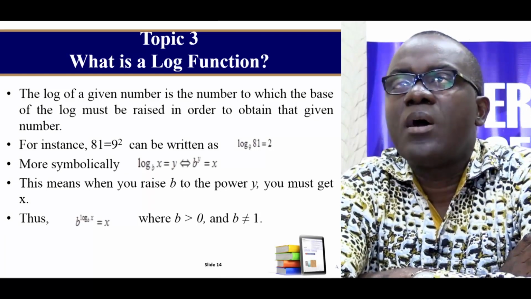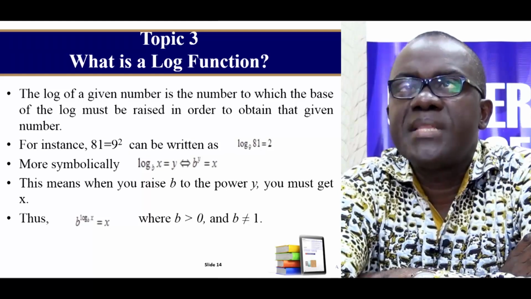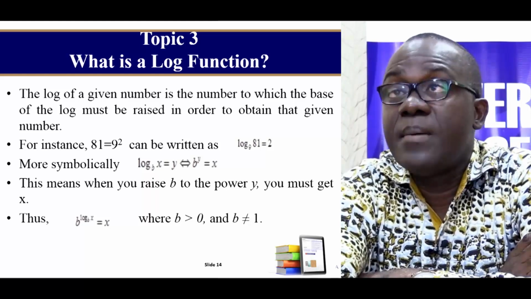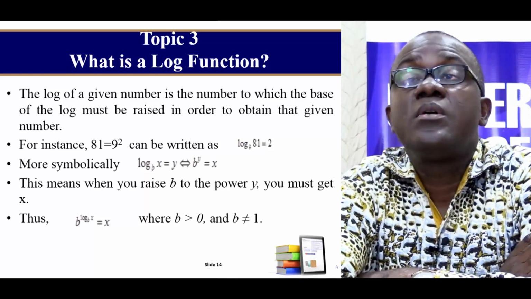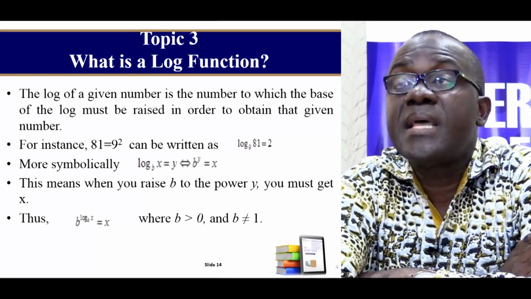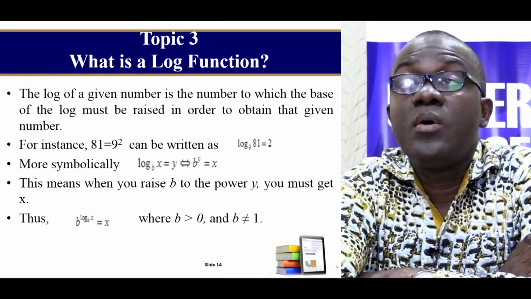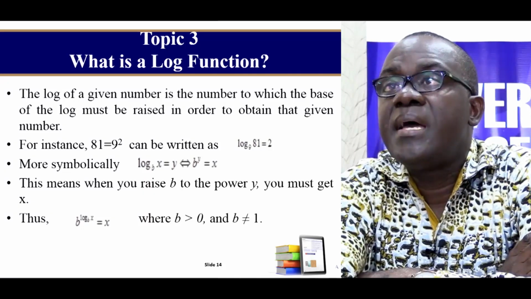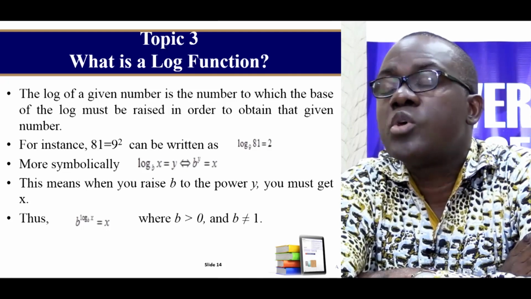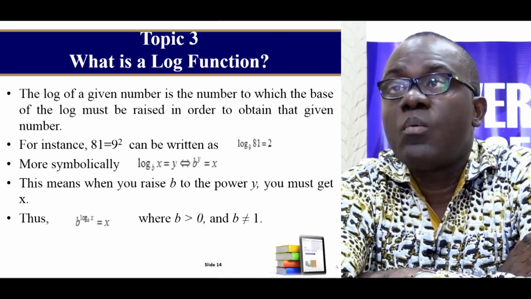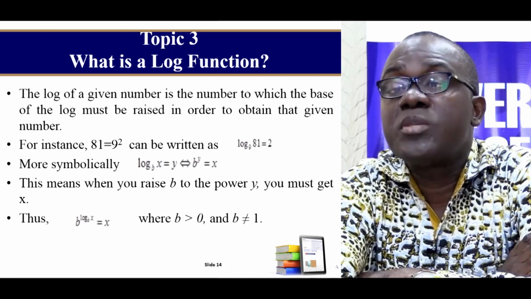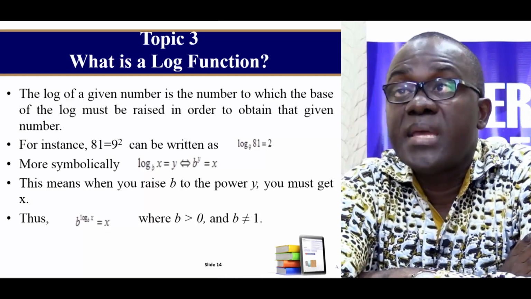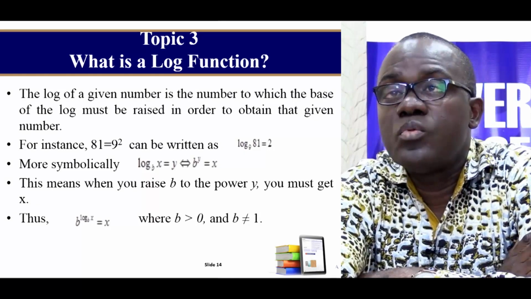The log of a given number is the number to which the base of the log must be raised in order to obtain that given number. A simple example: notice that when you raise 9 to the power 2, you get what? 81. And we can write this as log of 81 to the base 9 equals 2. So what it means is: what number do we have to raise 9 to in order to get 81? And that number is 2.